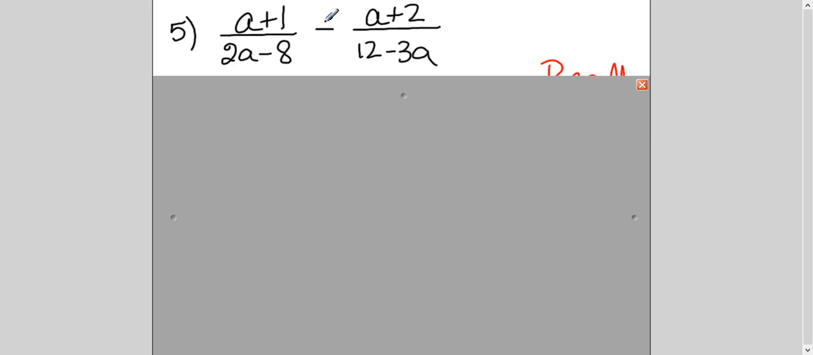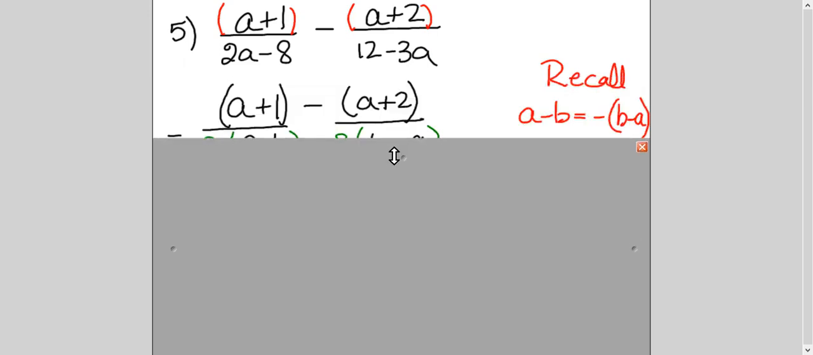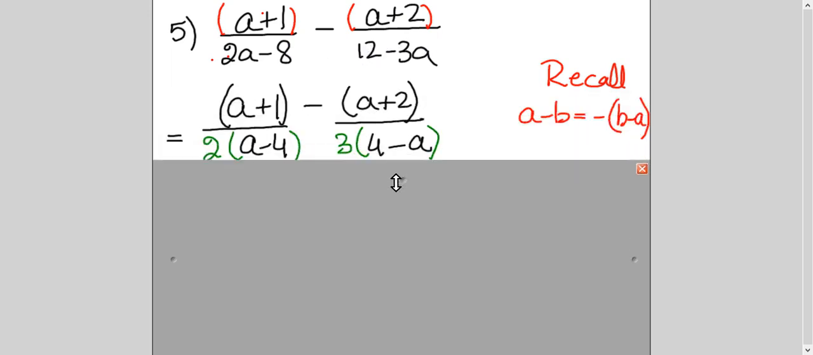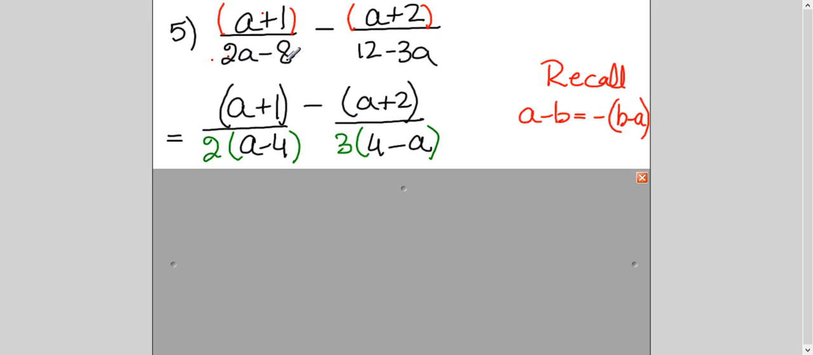Children mostly make mistake here, right? Whenever there is minus, I would suggest always put bracket around your terms, then you will not make mistake, okay? Now, if you see here, I can't do anything here. It's very simple form, but yes, I can factorize here. 2 is a common factor. Here 3 is a common factor, right? So I'm taking 2 common from here. It will become a minus 4.